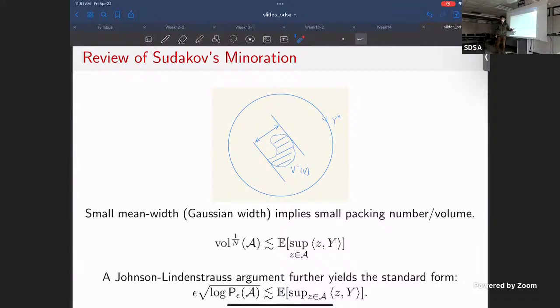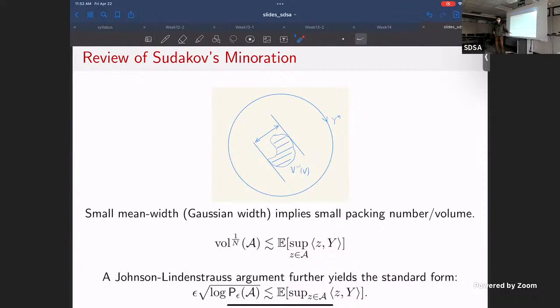This is slightly different than the standard Sudakov inequality. In the standard Sudakov inequality, there is no dimension factor 1 over n, and also you express it using the packing number, which is like the covering number of the set. However, the packing number is very closely related to the volume. And also, how do you get rid of the dimension? Well, you use the Johnson-Lindenstrauss argument.